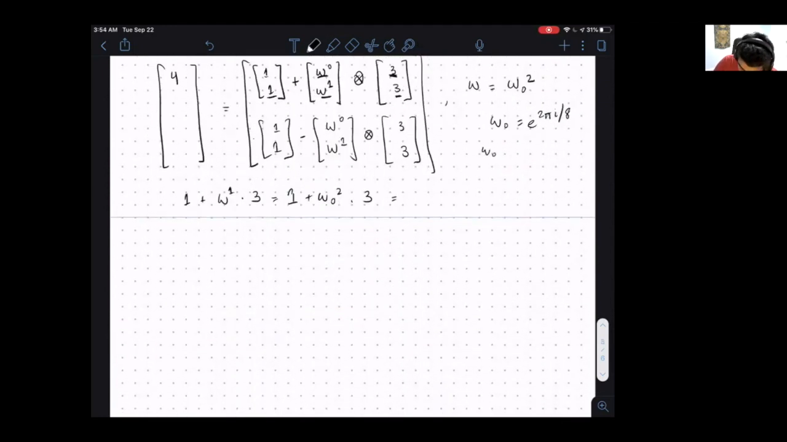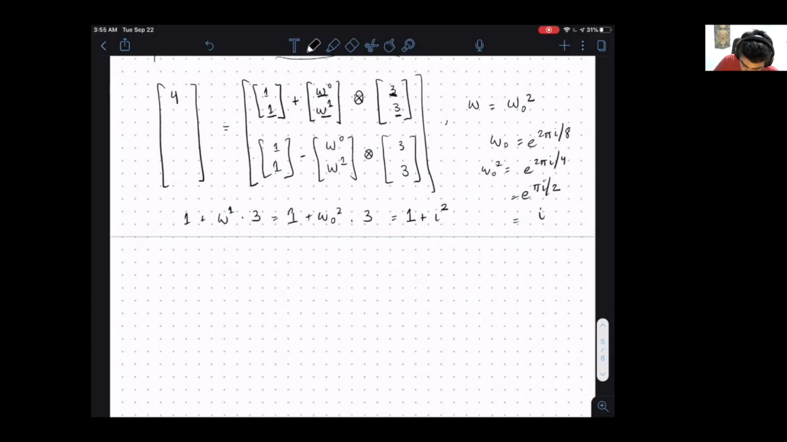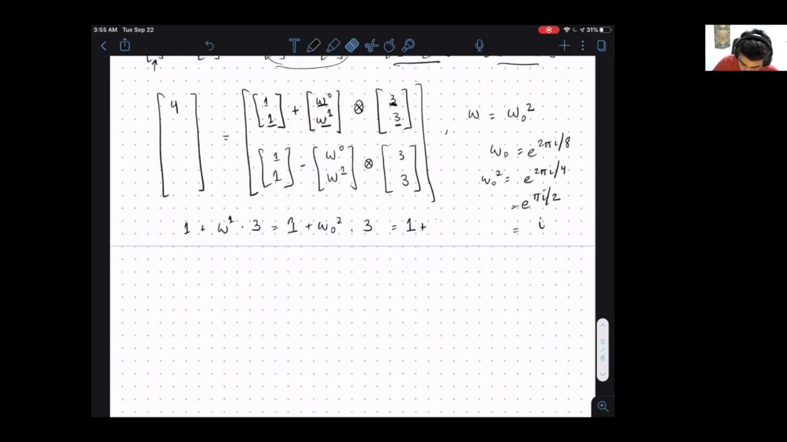So omega naught squared is equal to e to the 2 pi i over 4, which is e to the pi i over 2. And when you simplify this complex number, you actually get i. I'll leave you to verify that computation. But yeah, so this second row in this vector actually ends up being 1 plus i squared. Sorry, excuse me. Omega naught squared was i.